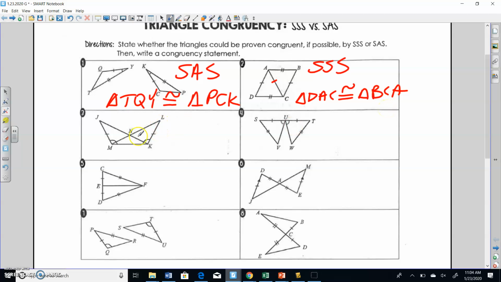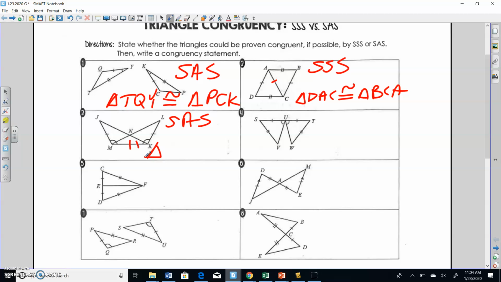Number 3, okay, we haven't seen one like this before, have we? Here we've got this triangle JKM, and then we have the triangle KLM. They share this side right there. That's reflexive. I should put 2 marks there. So we have a pair of sides, an angle, and another pair of sides, and that angle is in between those 2 sides. It's the included angle, so yes. So first of all, let's say they're congruent by side, angle, side.